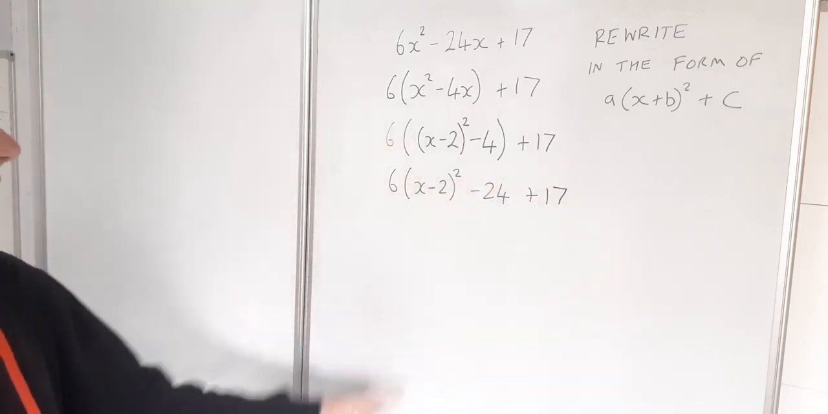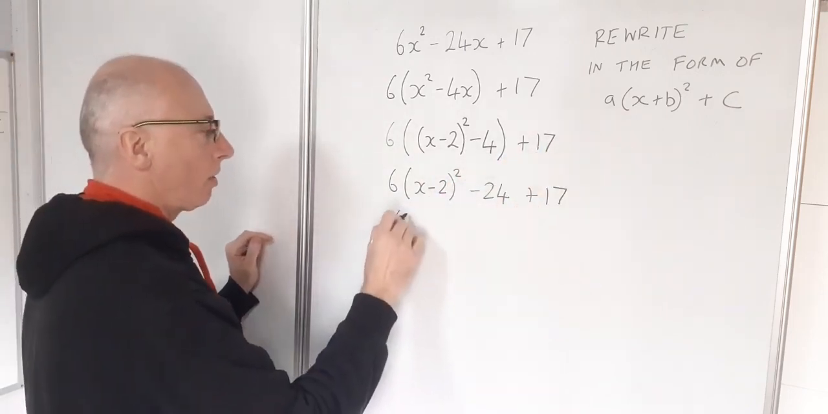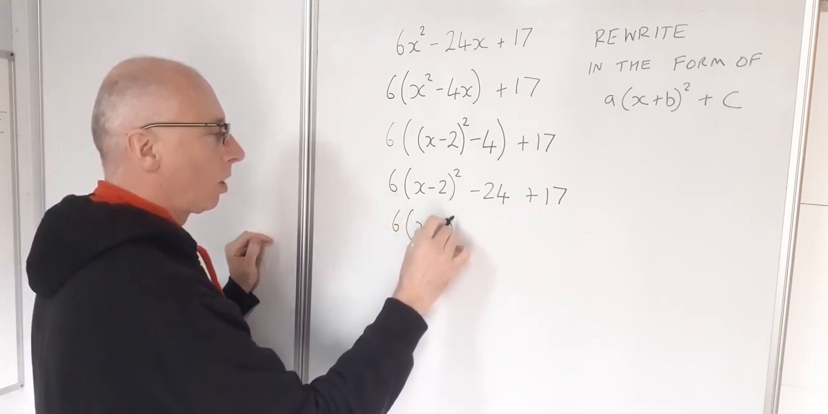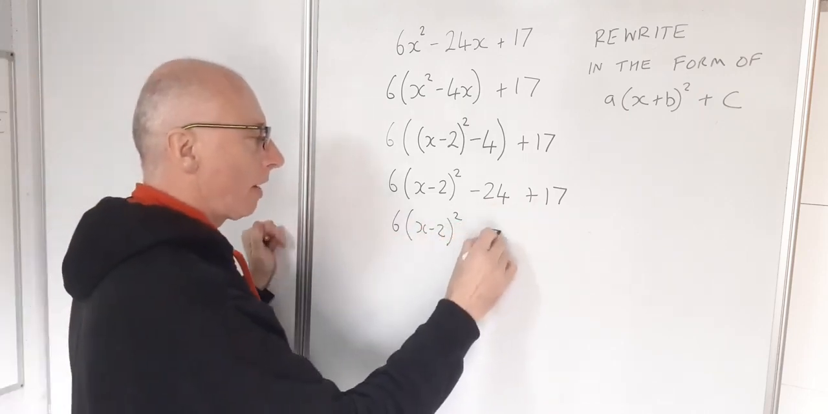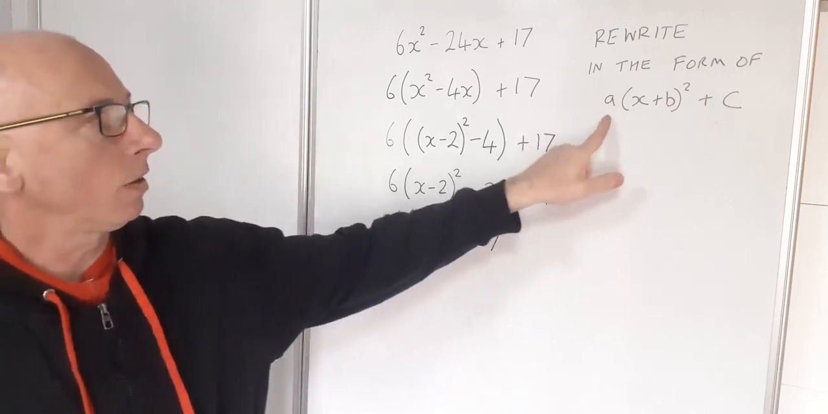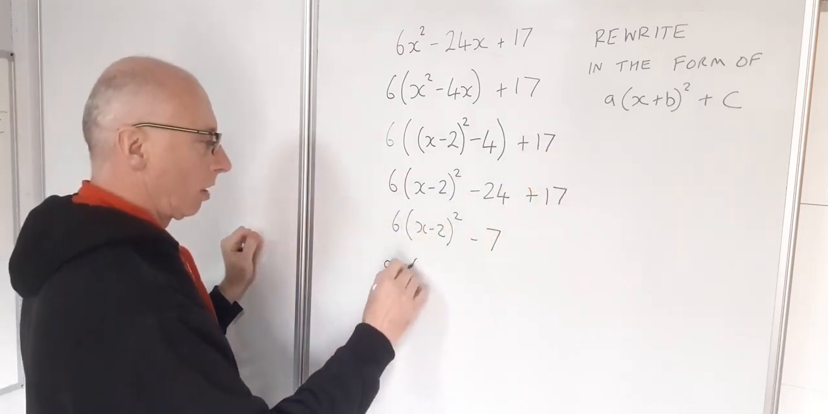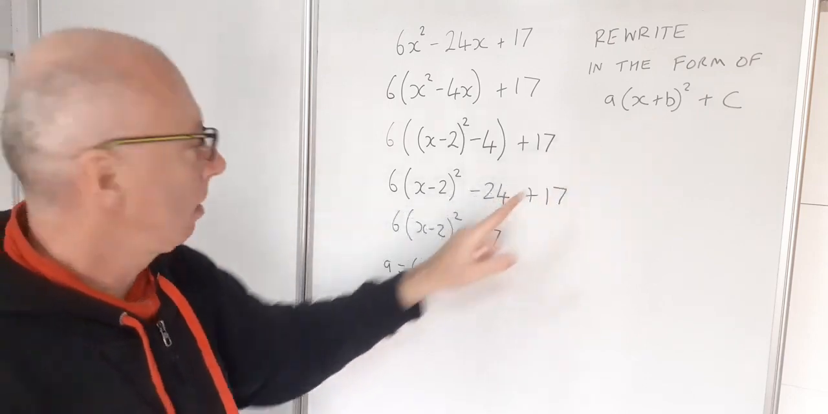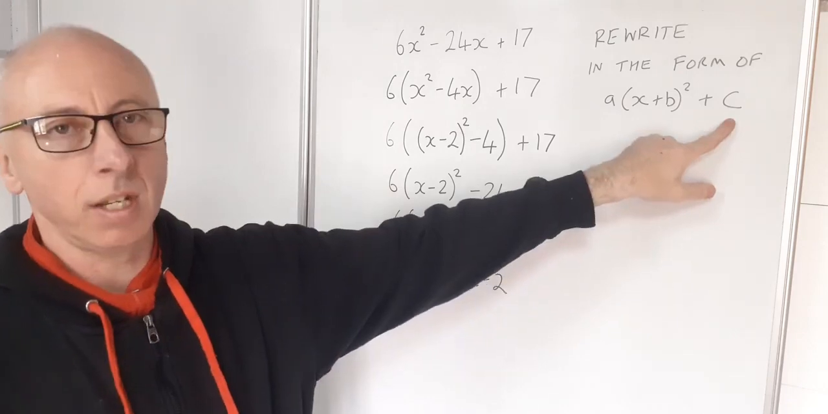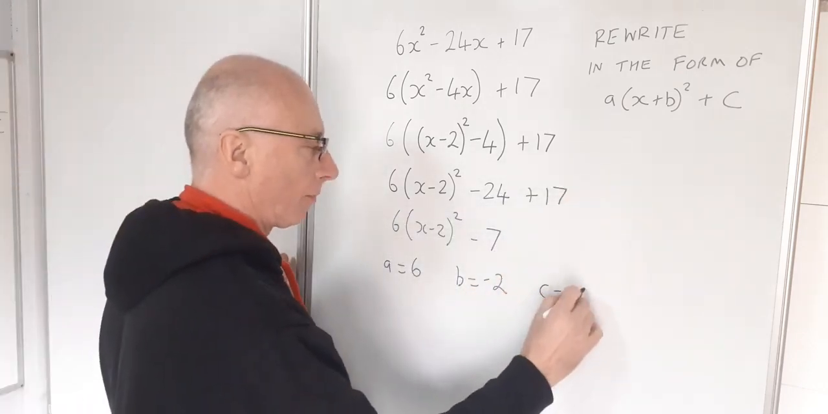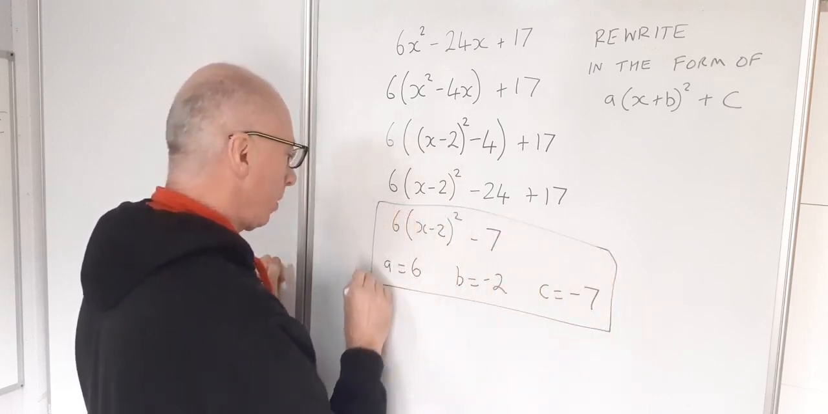Okay, so now we're very close to what we wanted. So we just simplify this constant off here. So 6(x − 2)², and −24 + 17, that's −7. So therefore our equation is in the form of this, where a equals 6, our b is −2, and our c equals −7. And that is a good place for us to stop. Okay.